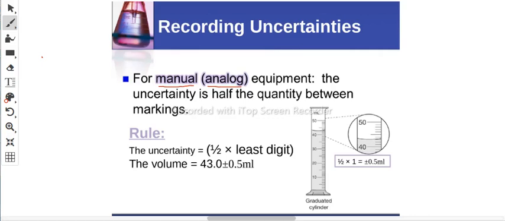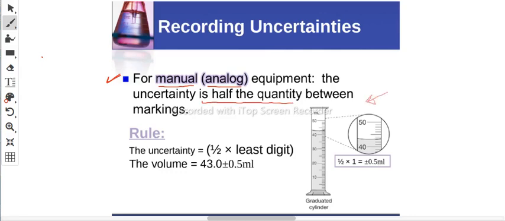In some situations, the uncertainty will be written directly on the equipment used. But if it's not, you need to find it out in order to be able to continue writing your internal assessment and lab report. So how can we find the uncertainty for an analog equipment? The uncertainty is half the quantity which is between markings.